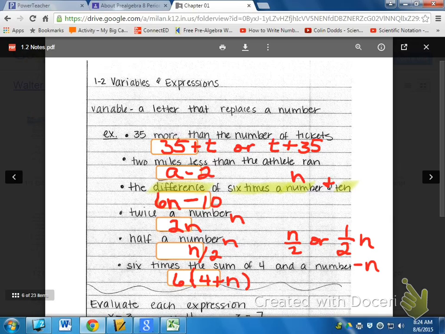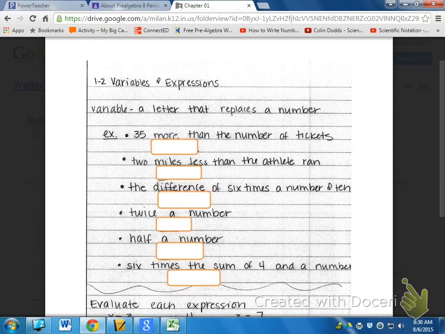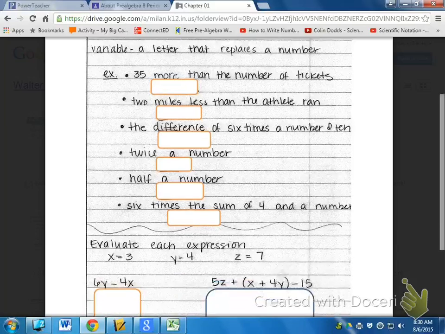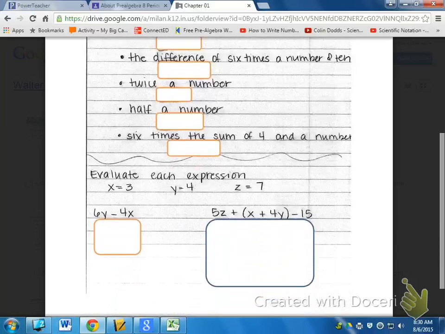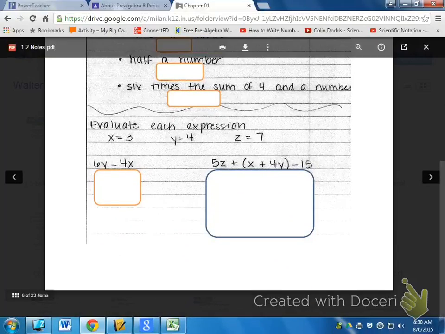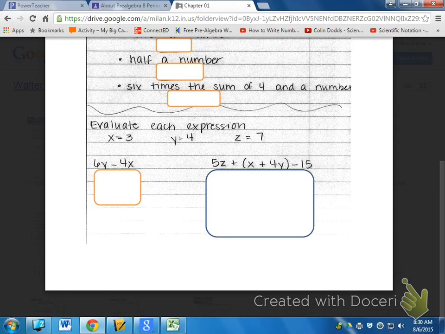Are there any questions on any of those problems? All right, let's go look at some more things with variables. These you may like better because you are actually doing some evaluating. It says evaluate each expression. Okay, I'm going to highlight this word, evaluate. What does evaluate mean?